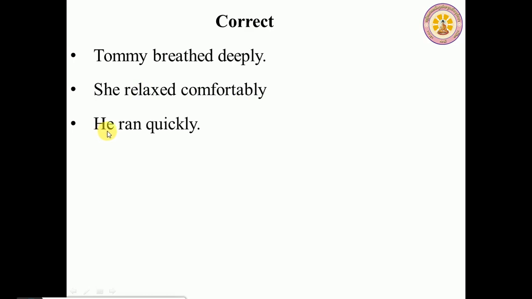We have to say, he ran quickly. Right? We have to use the adverb quickly after the verb ran to add more meaning to the verb. One more: they walk slowly. So in this sentence we have to use slowly, the adverb, to add more meaning to the verb.